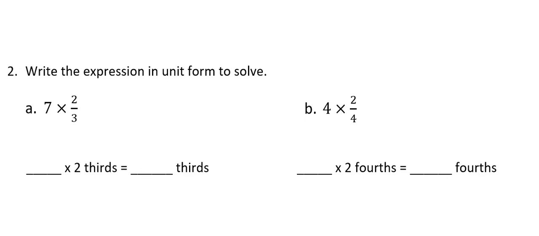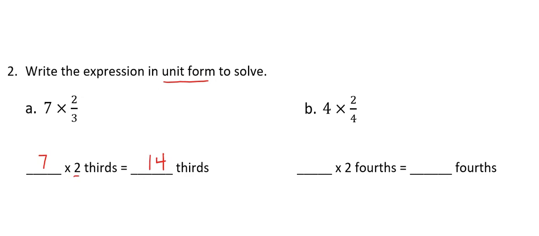Now we'll do that multiplication without the tape diagram. Here it says to write the expression in unit form. By unit form, we mean that we are going to write out the denominator of our fraction in word form. The first problem is 7 times 2/3. This means that I need 7 groups of 2/3. Well, if I have 7 groups of 2/3, that would give me 14/3, because 7 times 2 is 14.